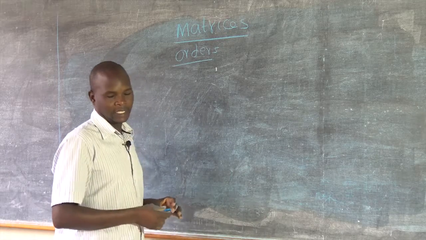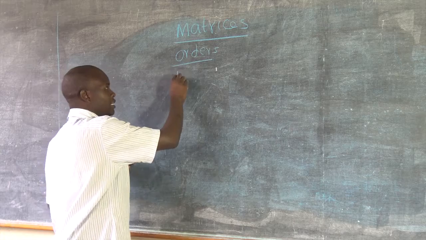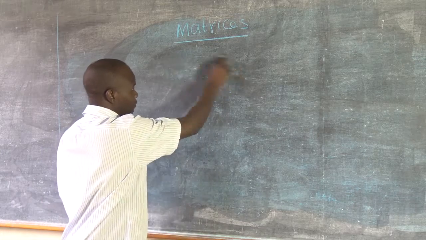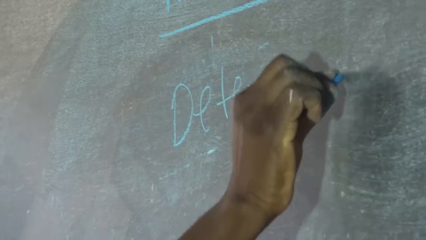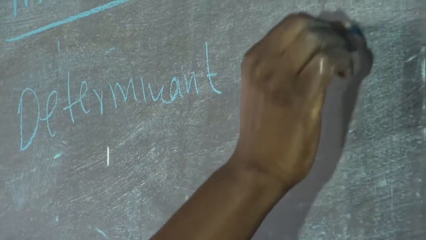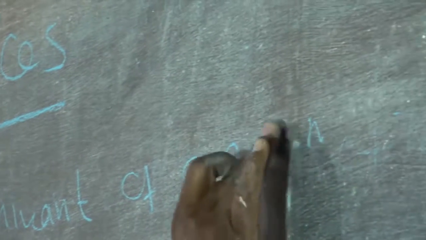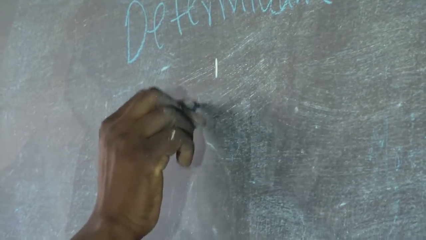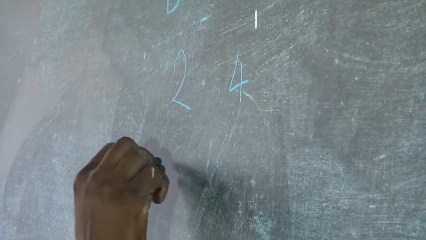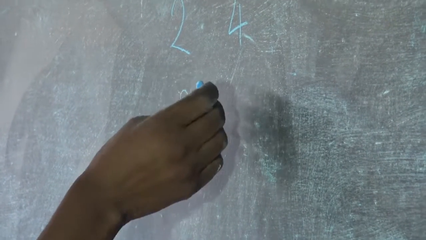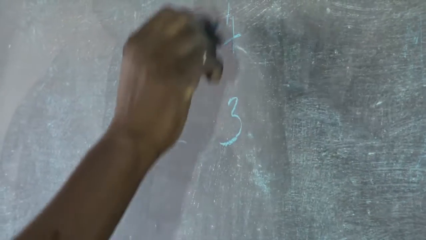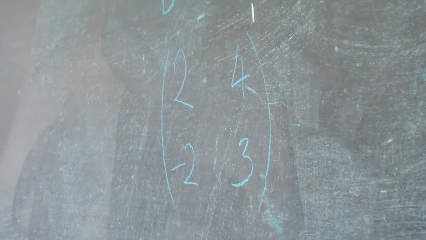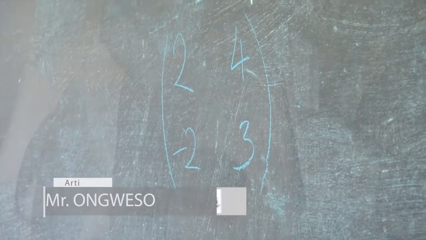Let us start with how to determine the determinant of a 2x2 matrix. A 2x2 matrix. For example, you have 2, 4, minus 2, 3. This is a good example of a 2x2 matrix, and you are being asked to determine the determinant of this.